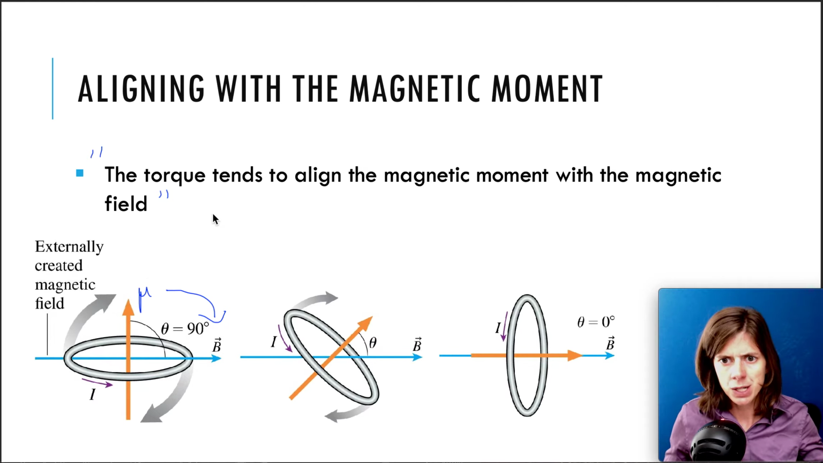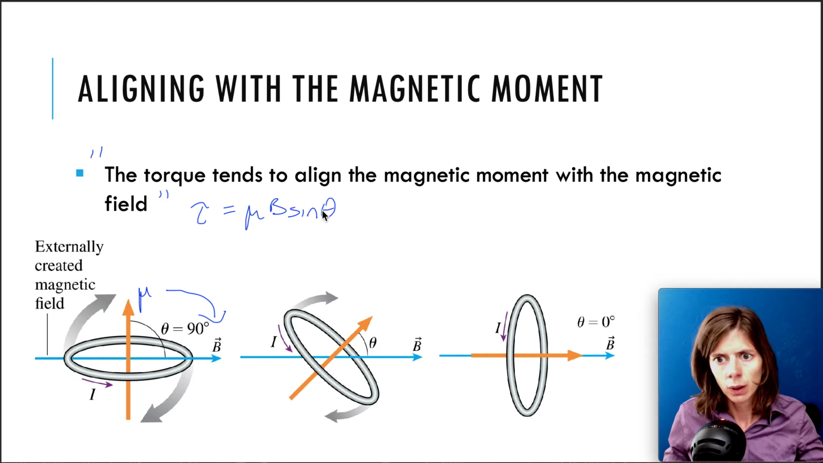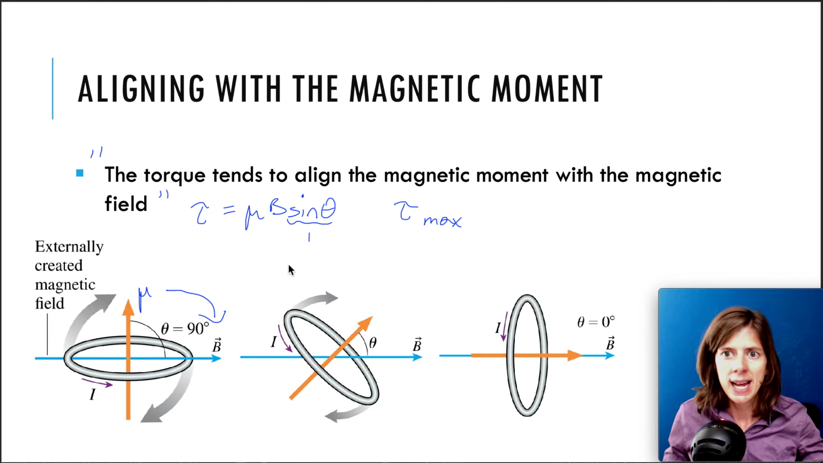Another thing I want to note is with this definition, torque is mu B sine theta. You can see that torque is a maximum when sine of theta is 1, and sine of theta is 1 when theta equals 90 degrees.